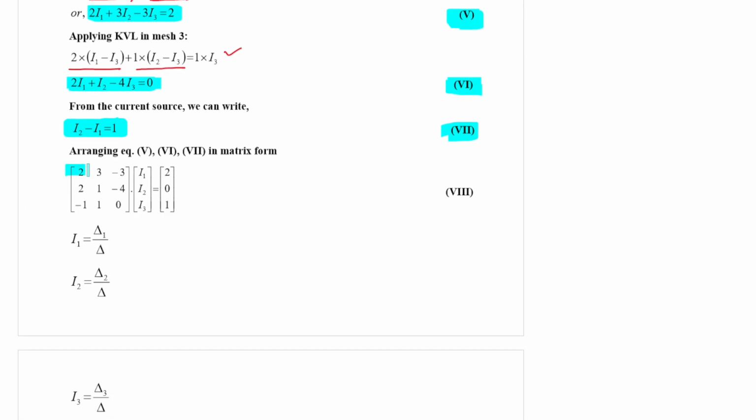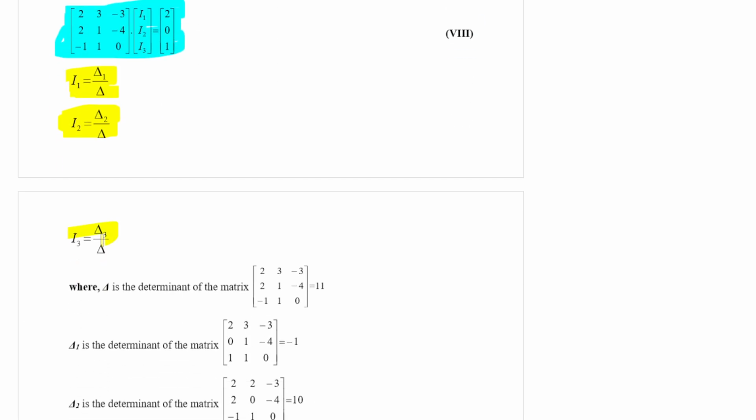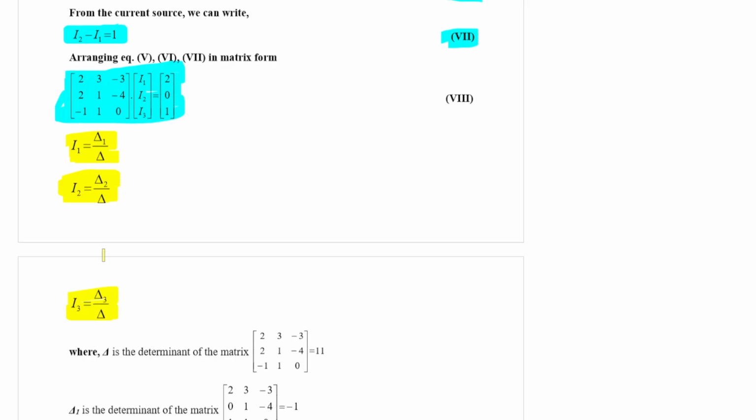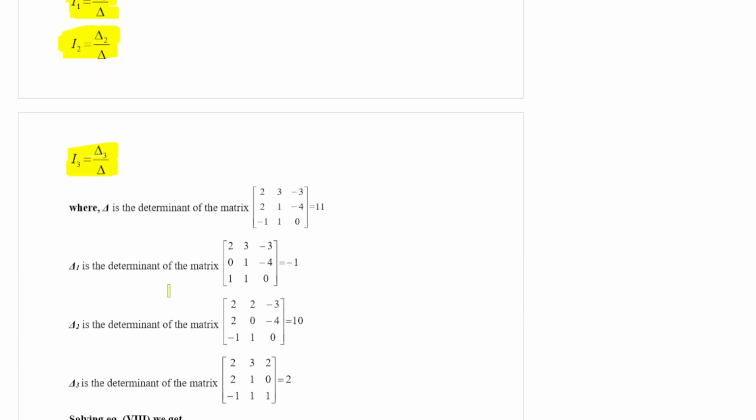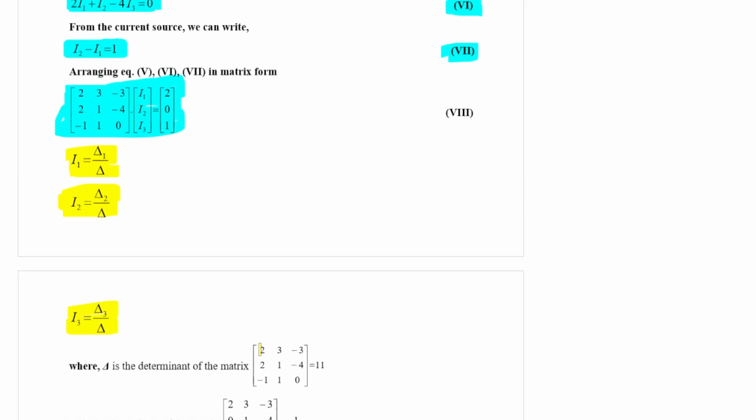You will get this matrix, right? So what will be the solution of this matrix? The current I1 should be delta 1 by delta, I2 should be delta 2 by delta, and finally I3 would be delta 3 by delta. Now what is delta? Delta is the determinant of the main matrix, that is 2, 3, minus 3, 2, 1, minus 4 and minus 1, minus 1, 0. This is the determinant of this matrix.